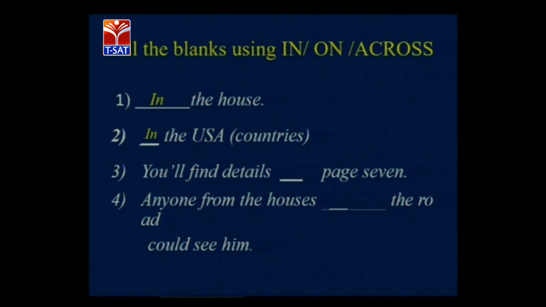So we are supposed to fill this blank using in, on, across. So the correct option is on, because we use on when we have a surface. And the next one is fourth, and even from the houses the road could see him. So the correct option would be across.